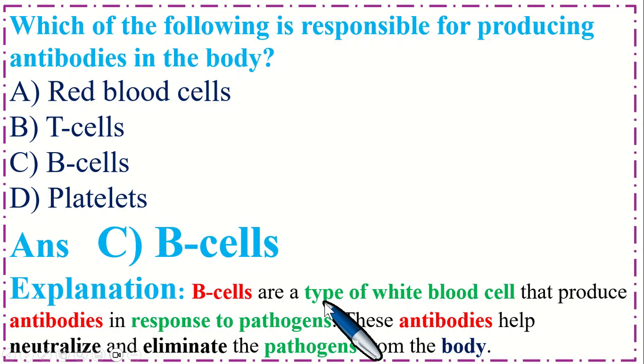The B cells are a type of white blood cells that produce antibodies in response to pathogens. These antibodies help to neutralize and eliminate the pathogen from the body.